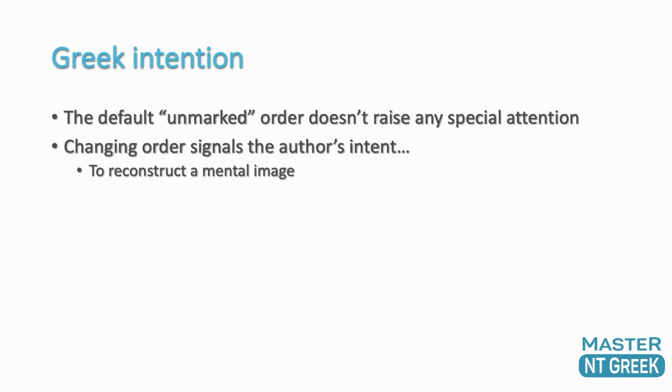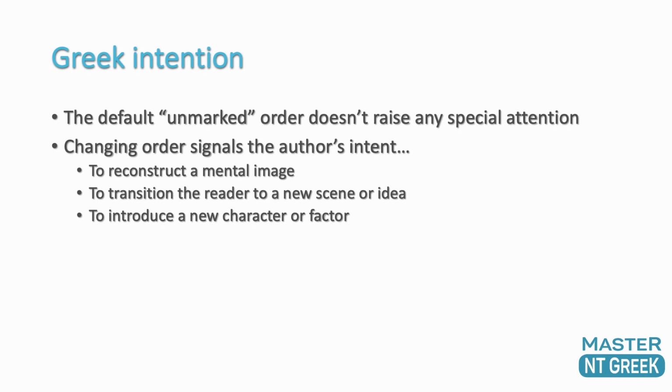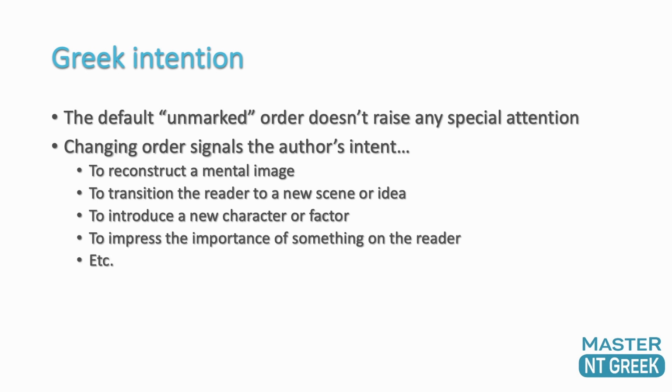Sometimes he might reorder the words in a sentence in order to transition the reader to a new scene or a new idea. Sometimes it may be to introduce a new character or a new circumstance or factor in the story that he's telling. It could be to impress the importance of one particular element of the story upon you. And often when we talk about emphasis, this is often the idea that we have. We're trying to emphasize one particular element of the story, but not everything when it comes to word order is about emphasis, is about trying to put focus on one particular thing.